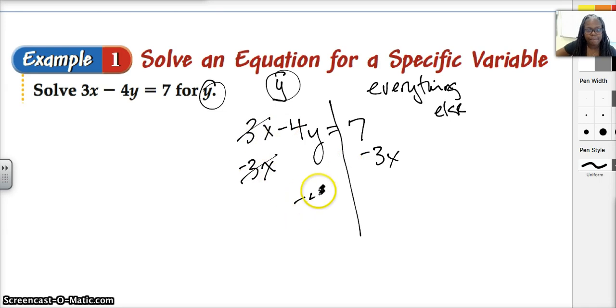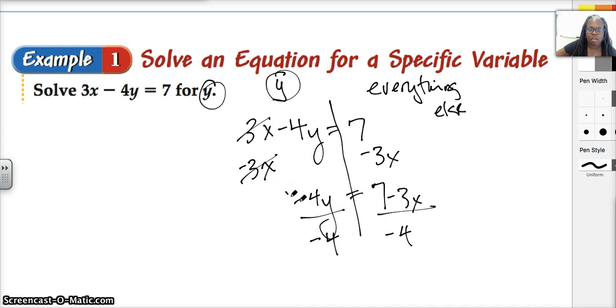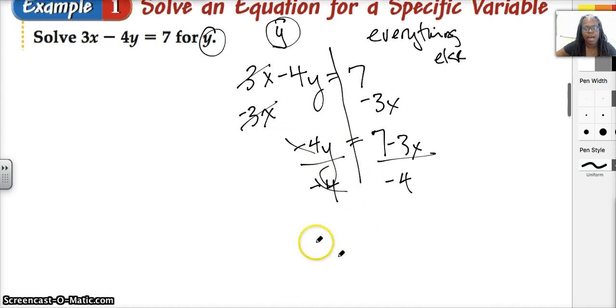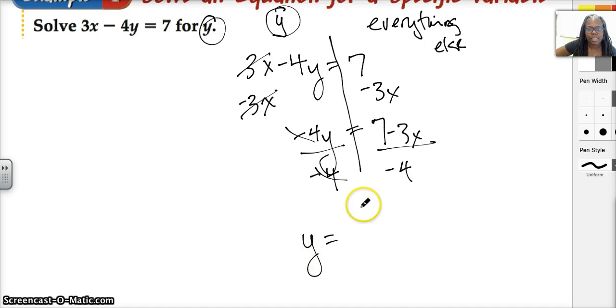When I do that, minus 4y is by itself, which is a good sign. That's what we want. And then I have 7 minus 3x. The next thing I'm going to do is get rid of that negative 4 by dividing both sides by negative 4. And voila, I have isolated y. I've solved for y. Y is equal to an expression, 7 minus 3x divided by negative 4.